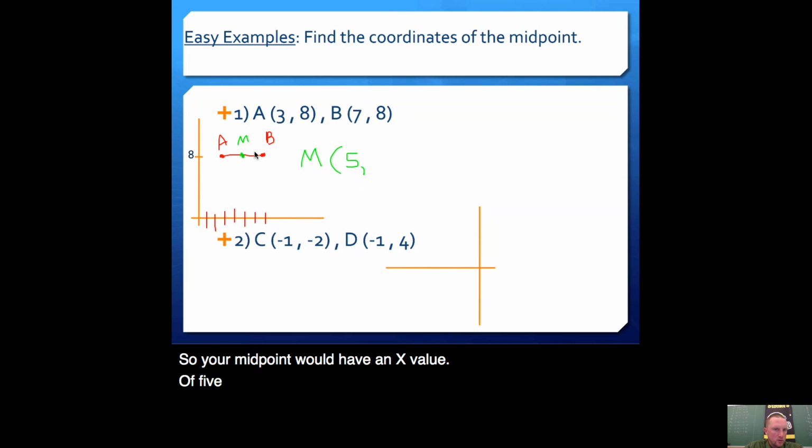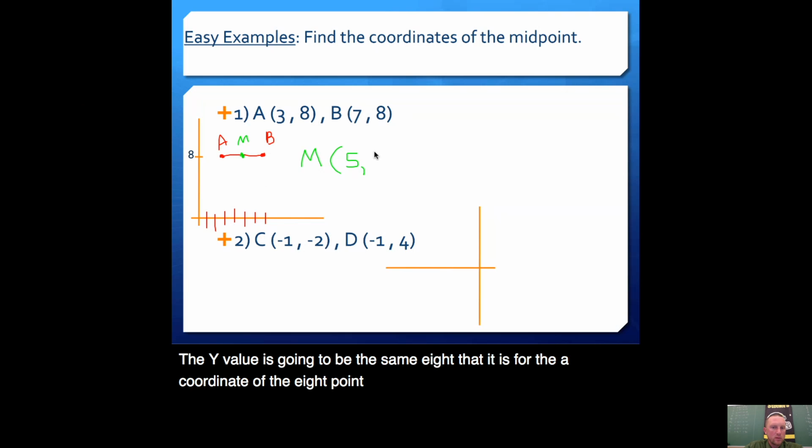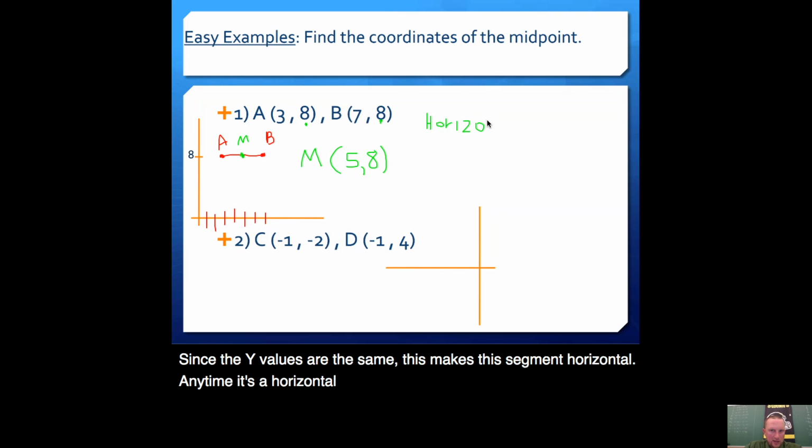The y value is going to be the same 8 that it is for the A point and the B point. Since the y values are the same, this makes this segment horizontal. Anytime it's a horizontal segment, you can count to find its length, and you can count to find its midpoint also.